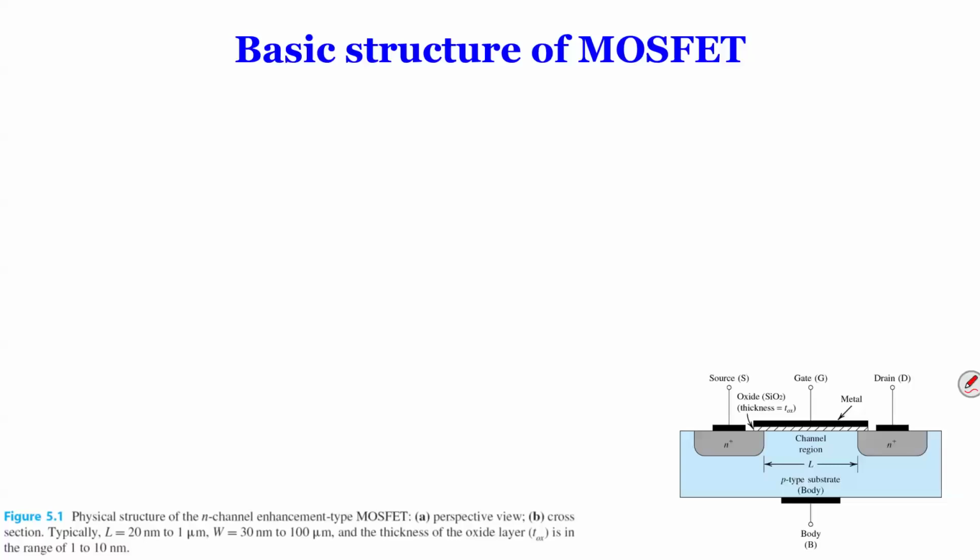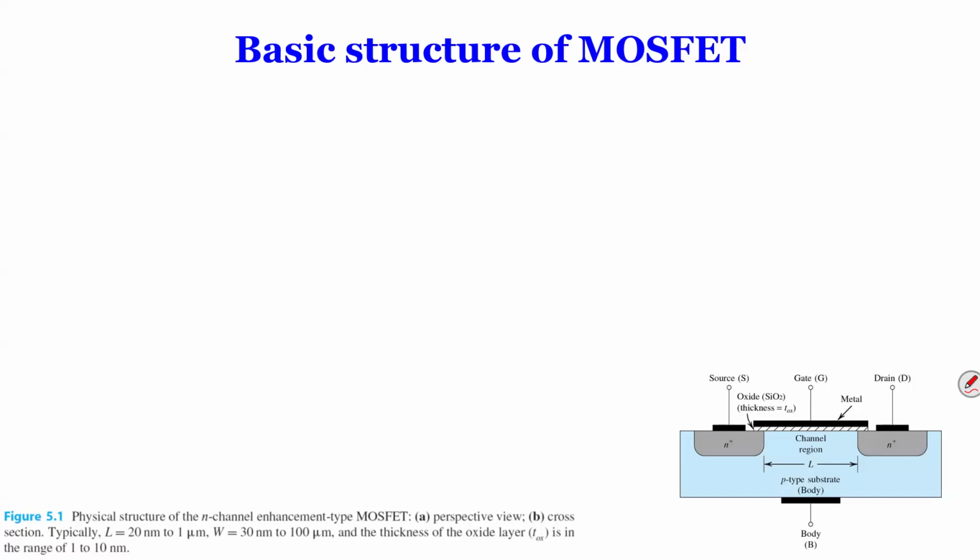Here we just clarify some of the terminologies. This side is called drain, the other is called source. But if you look at the structure, it's actually symmetrical. So in real life, these two can be swapped. This can be drain, this can be source, it doesn't matter.